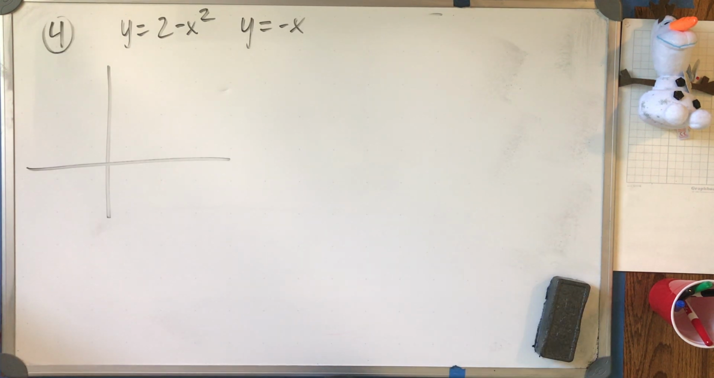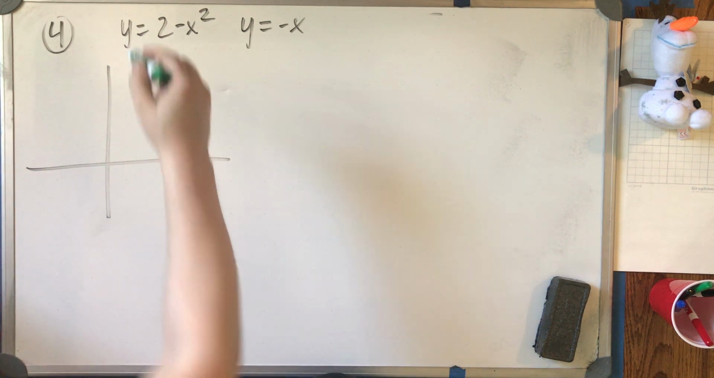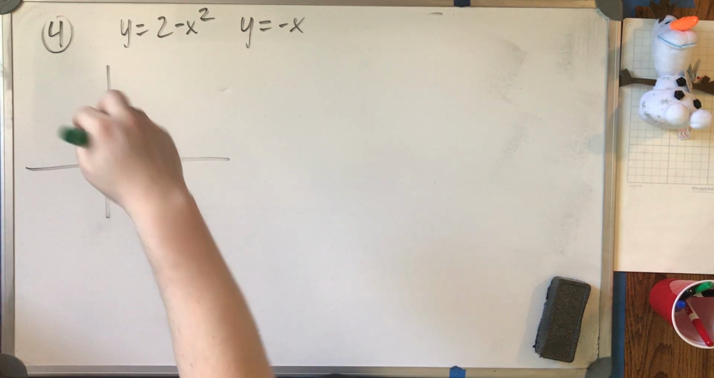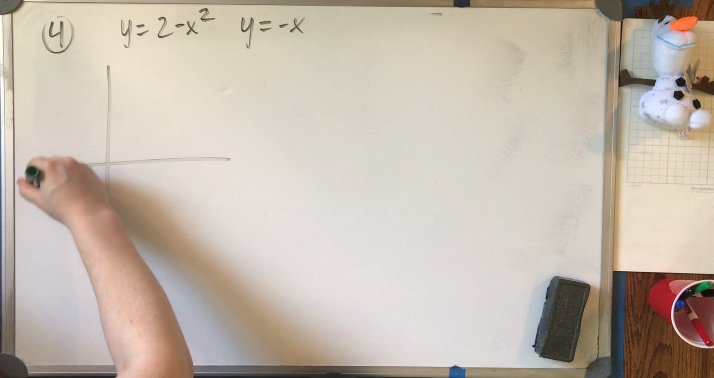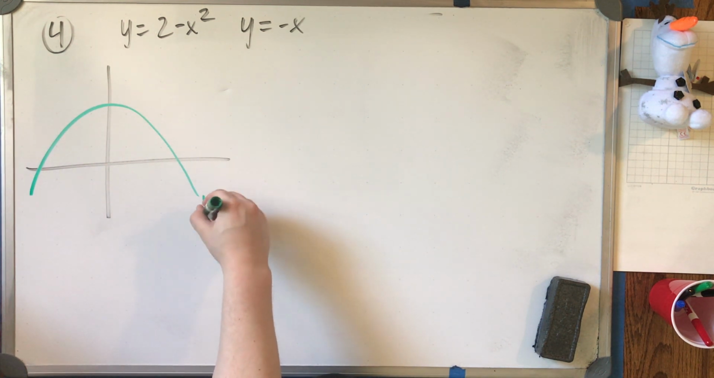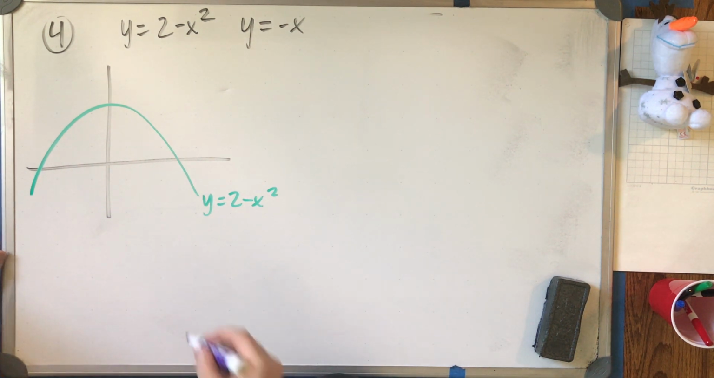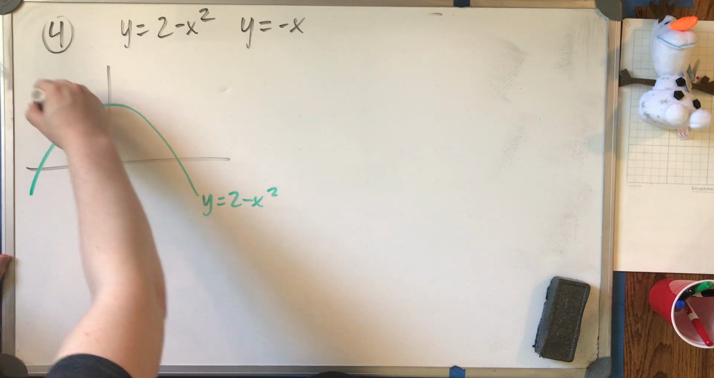Number 4 is a little bit trickier. When we do our quick graph of this, I have 2 minus x squared, so it's an upside down parabola that's shifted up 2 places. So that's going to be something like this. So y equals 2 minus x squared. And then I'm pretty sure you know what y equals negative x is. It's going to go like this.